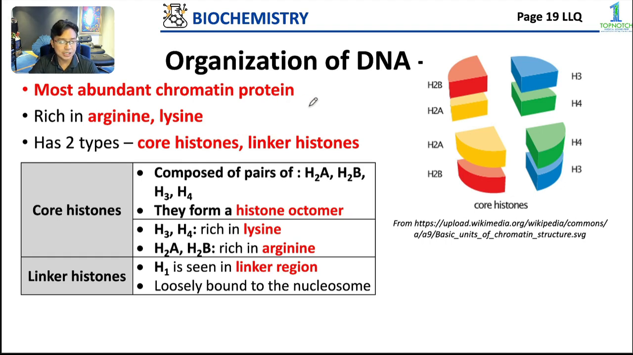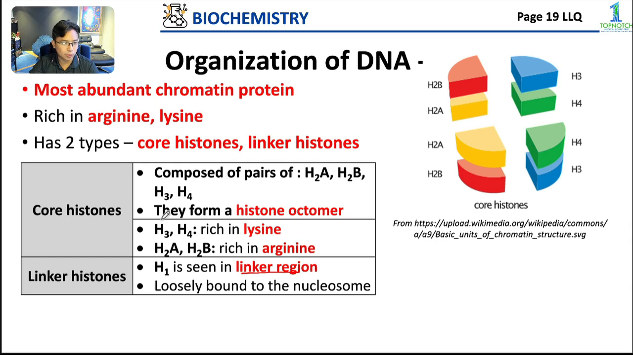They have 2 types, core histones and linker histones. In general, they are actually basic in structure, while DNA is acidic in structure. Kaya sila merong interaction. Mas base si ating histone proteins kasi they are rich in arginine and lysine. And they form core histones and linker histones. Linker histones is represented by H1 and is only seen in the linker region. While core histones can form an octamer composed of pairs of H2A, H2B, H3, and H4.